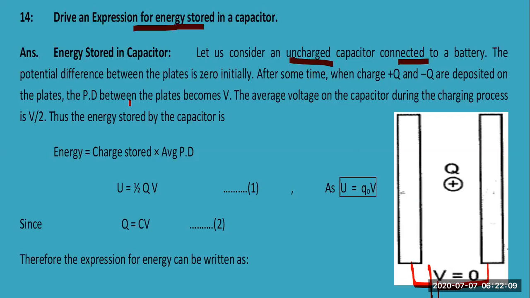connected to a battery. The potential difference between the plates is zero initially because there are no charges on the plates. After some time, plus Q and minus Q charges are deposited on the plates. When there are plus charges on one plate, electrostatic induction takes place, due to which both plates carry opposite charges. This plate carries plus, and the other plate carries minus charge. So the inner side of this plate carries minus charge.